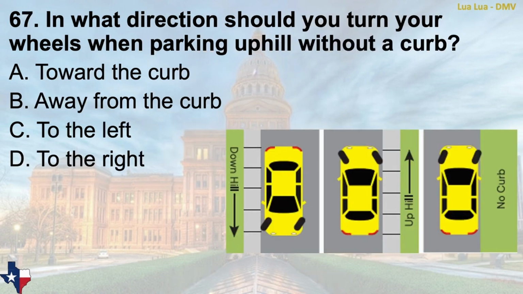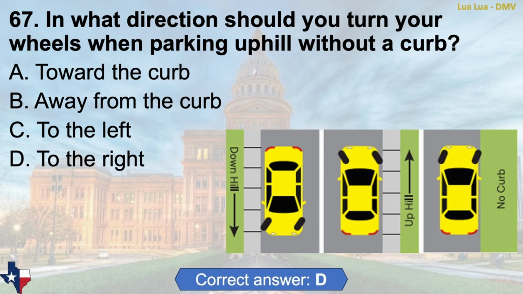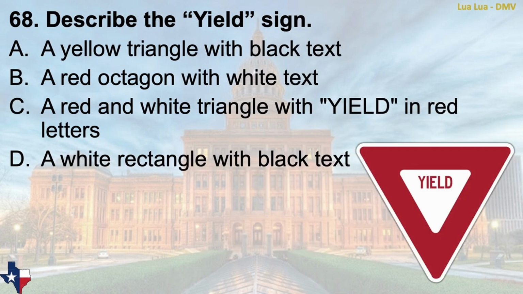Question 67. In what direction should you turn your wheels when parking uphill without a curb? A. Toward the curb. B. Away from the curb. C. To the left. D. To the right. The correct answer is D. To the right.